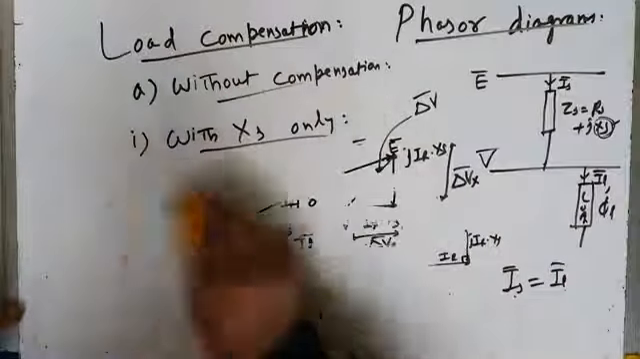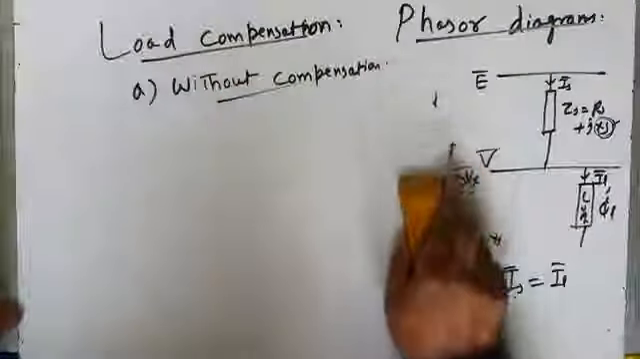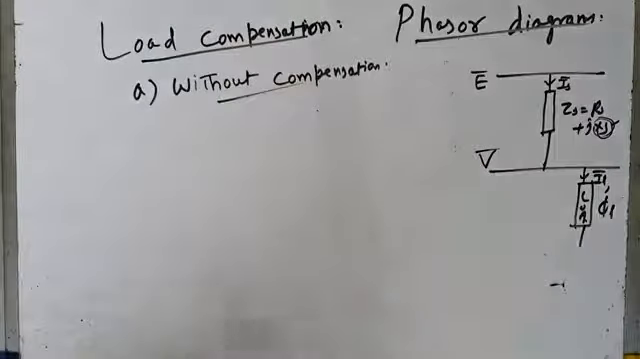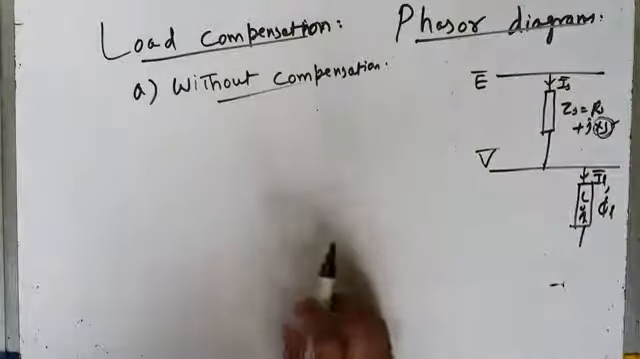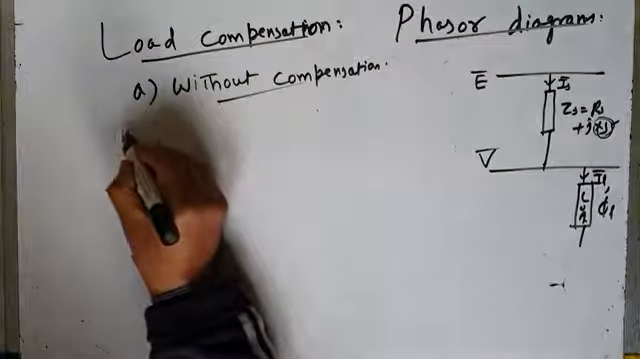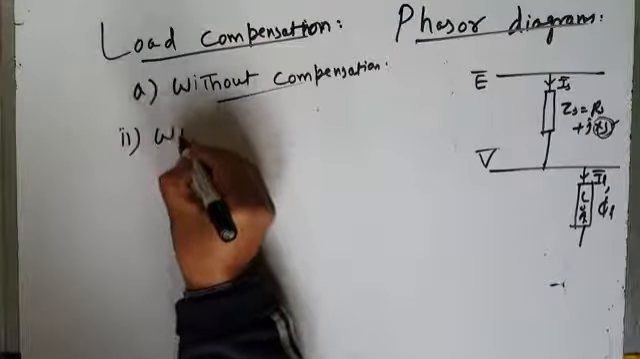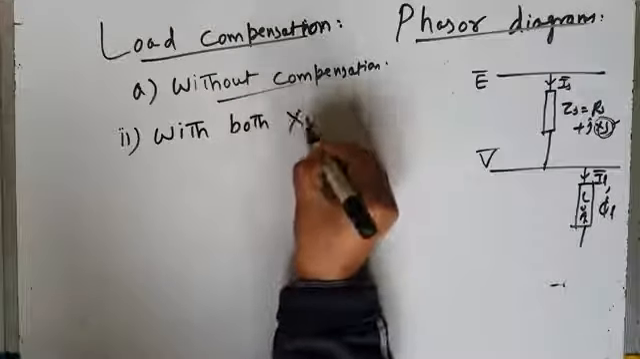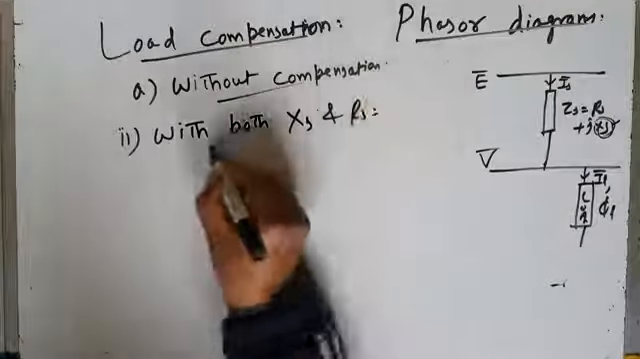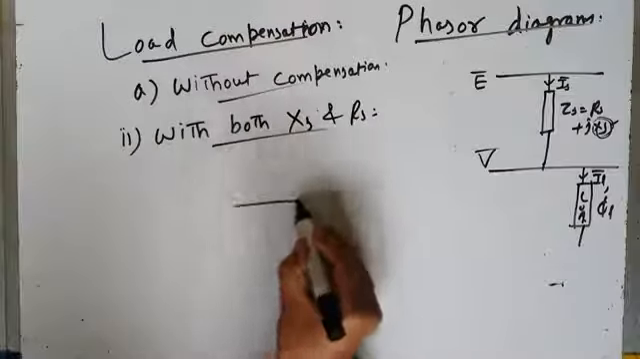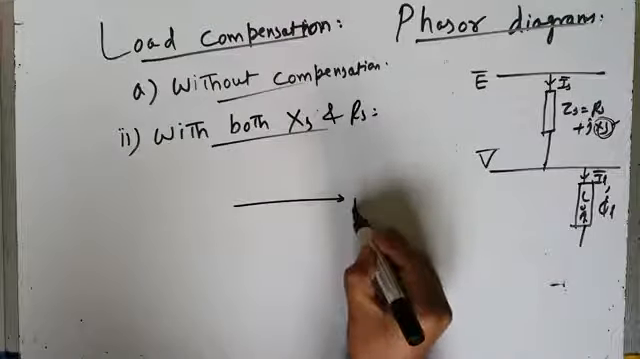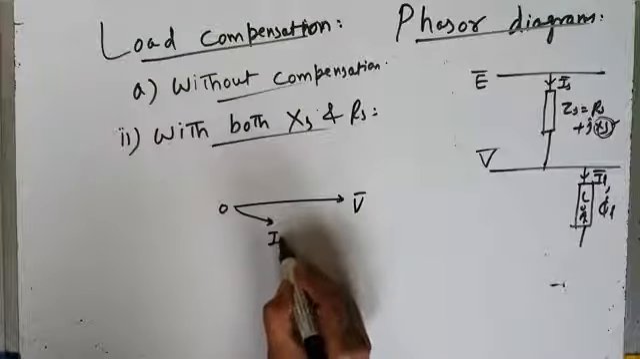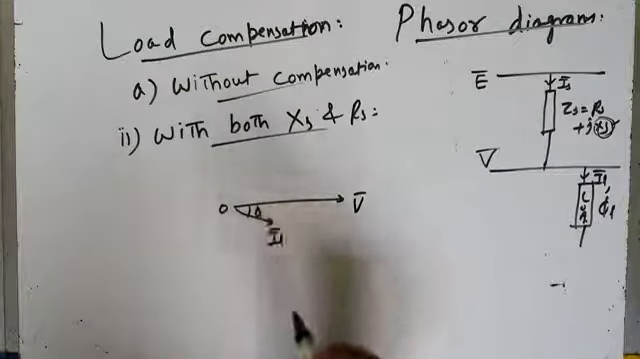Let us now take a practical case where both XS as well as RS have to be taken into account. We cannot ignore RS, that is feeder resistance. Now we will consider feeder resistance with both XS and RS, both we will consider. So this is load bus voltage V. This is line current, load current IL.